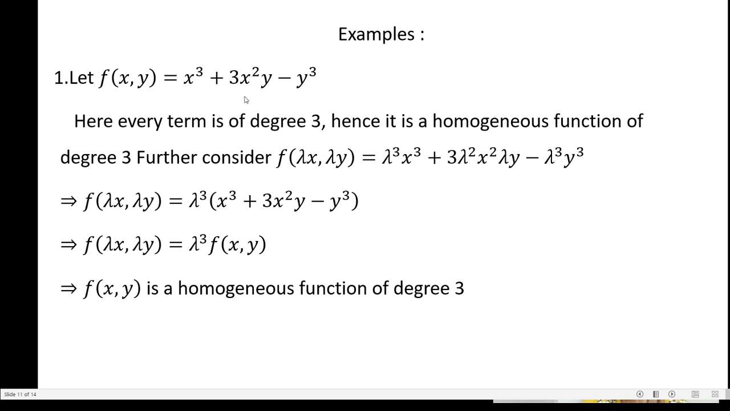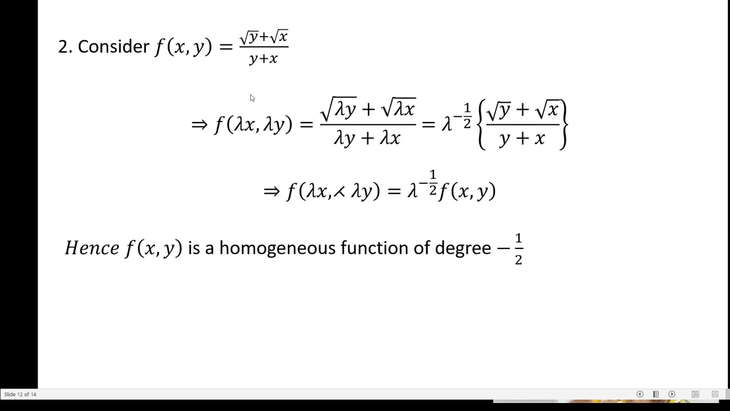This can easily be seen, but some functions we can't see this way, so we use the method. Put x as lambda x and y as lambda y in this given function. We have lambda x whole cube, lambda cube x cube plus 3 lambda square x square into lambda y minus lambda cube y cube. Take lambda cube as common: lambda cube into x cube plus 3x square y minus y cube. So this is lambda cube into function of x comma y. Therefore, f of x comma y is a homogeneous function of degree 3.